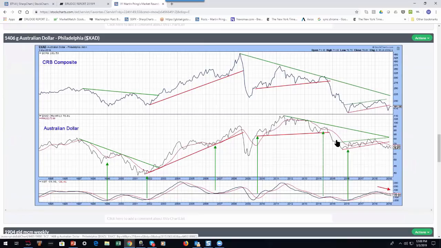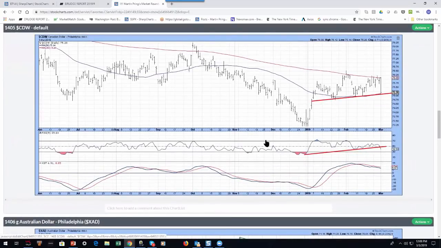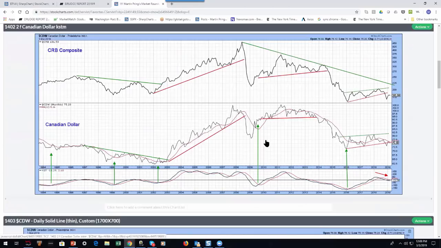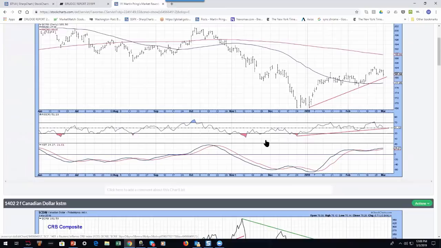I apologize for not leaving longer, but let's get to them. Well, one of the things I noticed this week on the CRB composite was it's rolling over right at its 20-week moving average after that big move down into the January low. And that is just really technically not great.